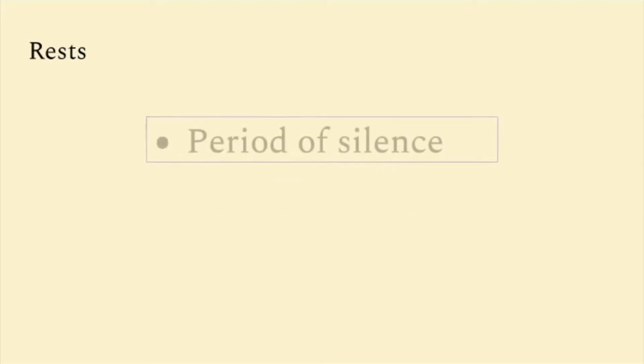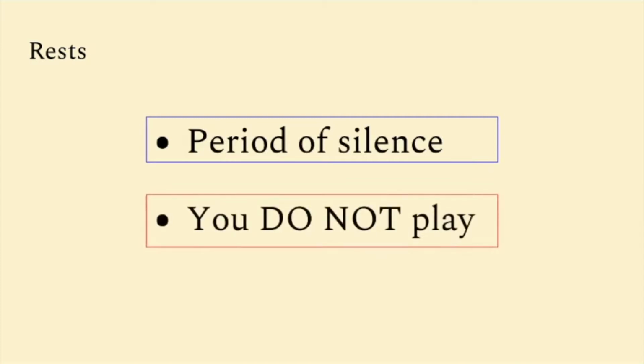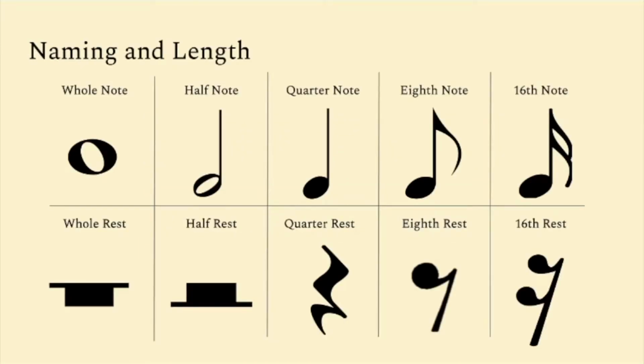A rest is a period of silence in a piece of music. That basically means that you do not play during the duration of the rest. Rests and notes have different symbols, but the naming is quite similar: whole rest, half rest, quarter rest, eighth rest, 16th rest, and so on. In addition, the length of the rests is the same as its corresponding note. For example, if we have a quarter rest and a quarter note, both of these will have the same length.